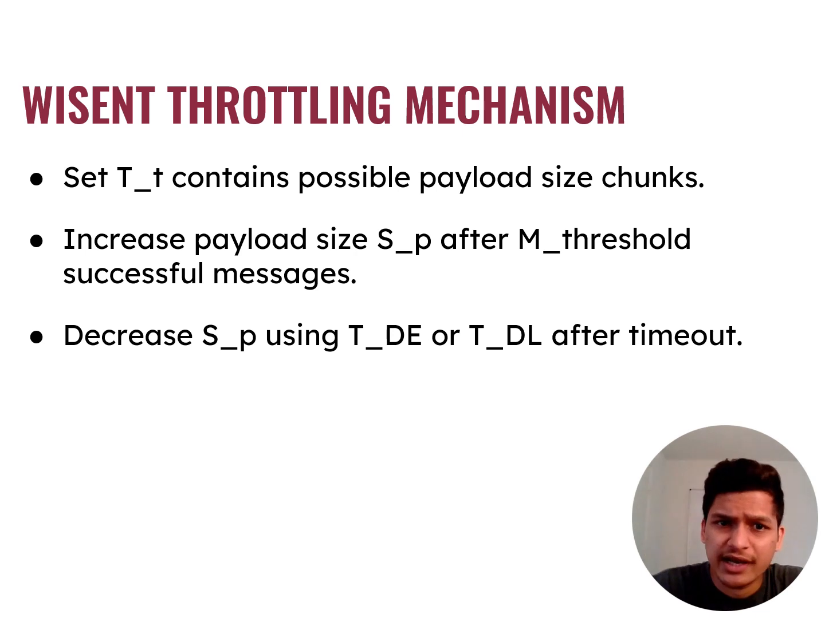Now the throttling mechanism in Wisent EX works as follows. It defines a set T that contains possible payload chunks. The payload size SP is increased after M threshold consecutive successful messages. However, SP is decreased using the constants TDE or TDL after a timeout, which could be caused by various reasons, like the reader losing sight of the CRFID.